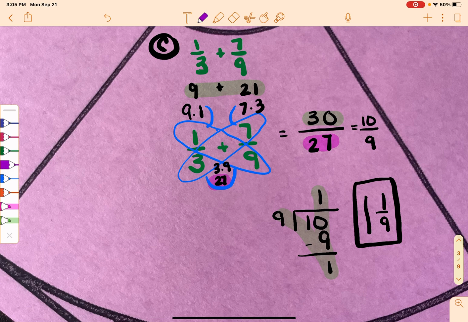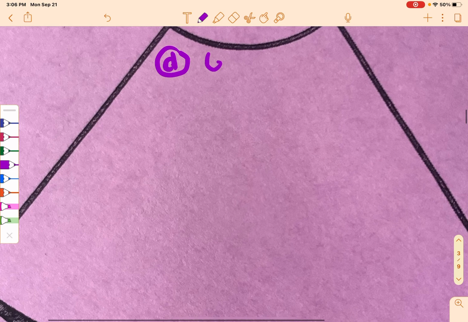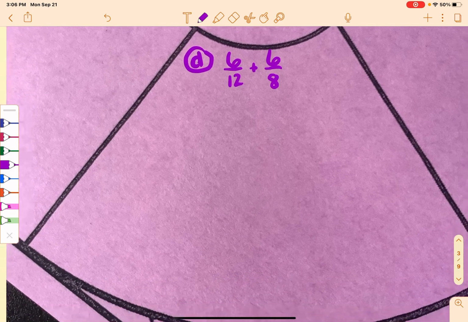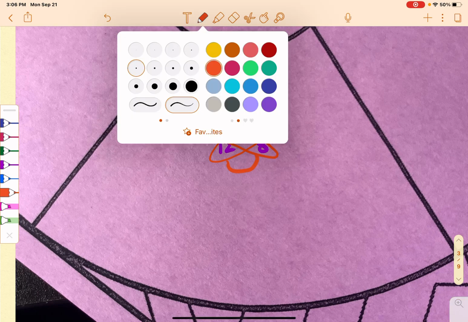Okay, let's move ourselves over to D. So it's 6 over 12 plus 6 over 8. Now again, we're going to use the butterfly method. So I'm going to get it down a little bit so I have room to be able to actually get my butterfly made. You can start to see we're getting more and more bigger numbers as we're starting to solve.